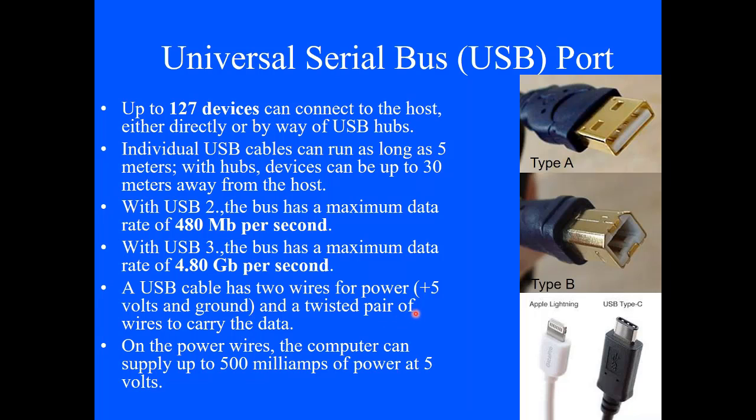USB Type A and B have 4 wires in them. 2 are for voltage, so we have plus 5 volts and ground, and then a twisted pair to carry the data. Just so you know, on USB Type A or B, you could actually have 5 volts up to a half an amp. That's the way it was designed.